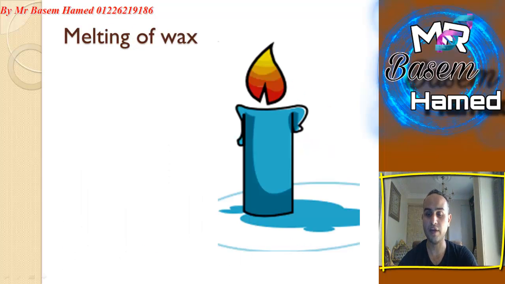When we light the candle, the wax is heated, and by heating, the wax changes from the solid state into liquid state. But if we leave it for a short time, it will return to solid again. So the wax changes its shape, but it's still wax, as it returns back to the first state. So this is the physical change.